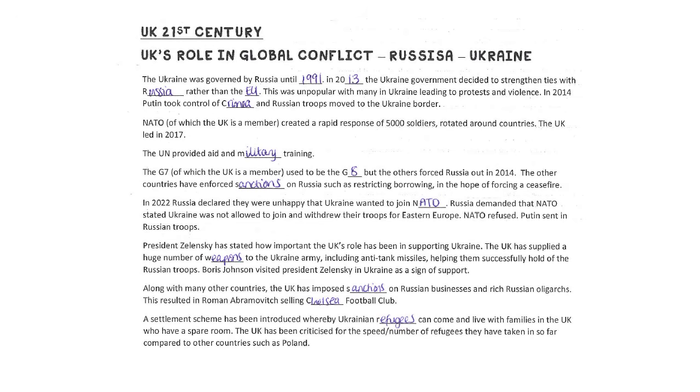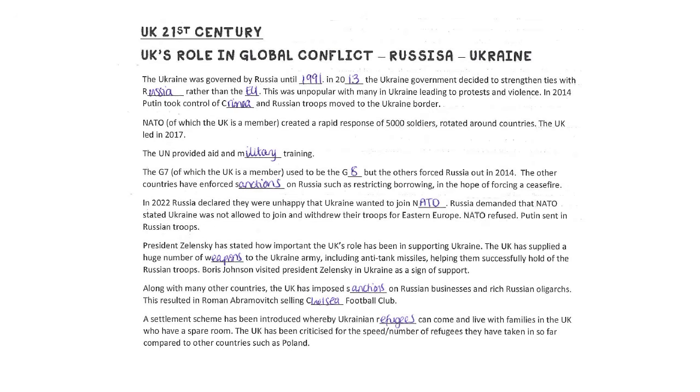In terms of the more recent update, so in 2022, Russia said they were unhappy that Ukraine wanted to join NATO. Russia demanded that NATO stated that the Ukraine was not allowed to join and withdrew their troops from Eastern Europe. NATO refused, and this was the start of everything. President Zelensky of Ukraine has said the UK's role has been extremely important in supporting Ukraine through this war. We've supplied a huge amount of weapons to the Ukraine army, including anti-tank missiles, which has helped them so far successfully hold off the Russian troops.